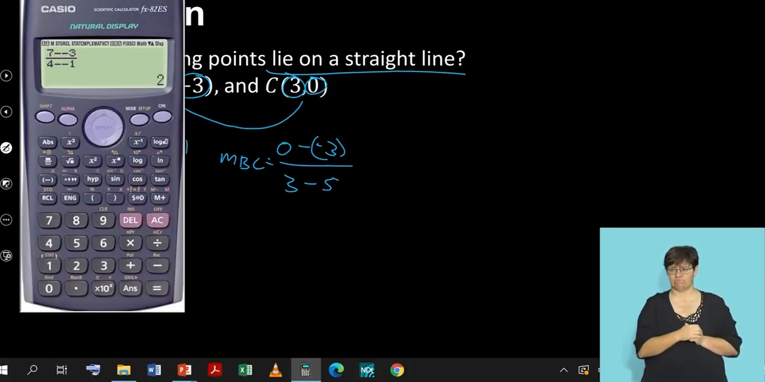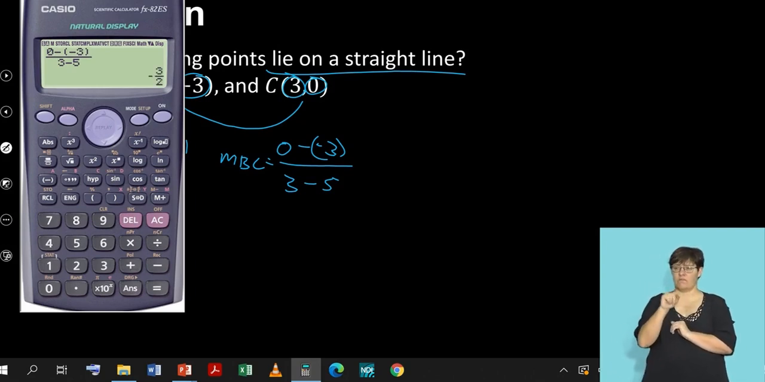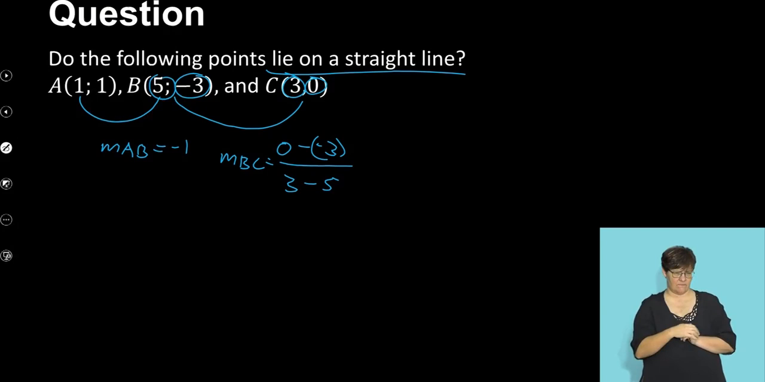I'm just going to navigate to the top here, and I'm just going to make that a 0 at the top. So 0 minus negative 3 over 3 minus 5. And what do I get? Negative 3 over 2. What is that? That's negative 1.5. I'm going to leave it as negative 3 over 2.